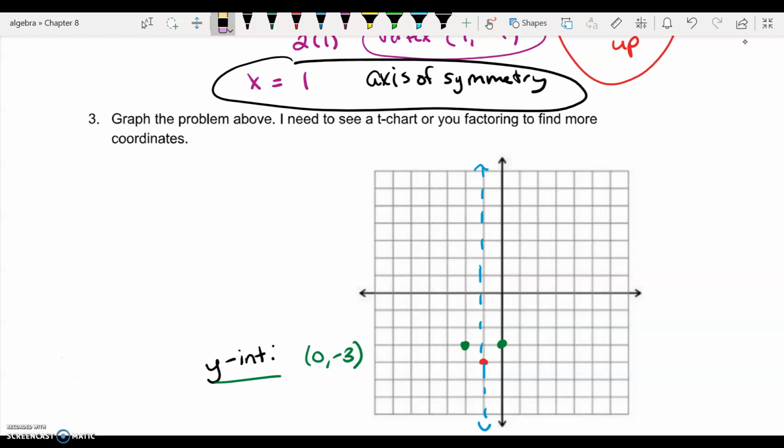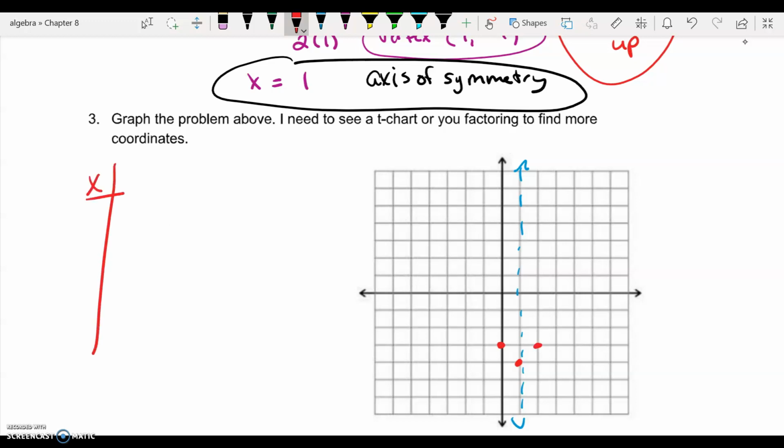Sorry guys, I graphed this wrong. Put negative 1, negative 4. Should be 1, negative 4. There we go. 0, negative 3. Axis of symmetry. And then still the same thing applies.